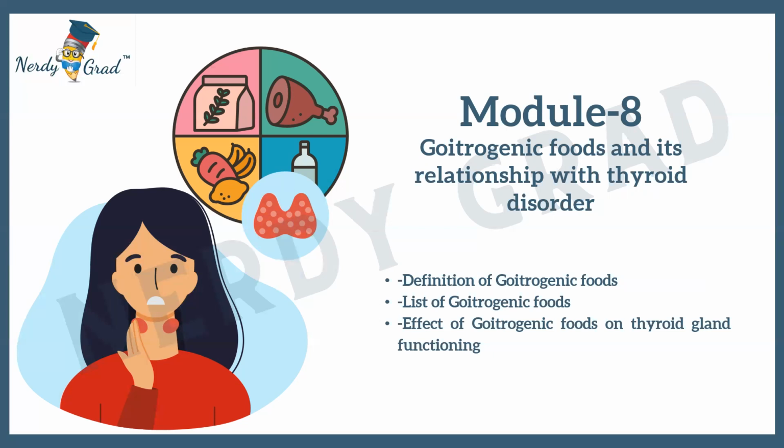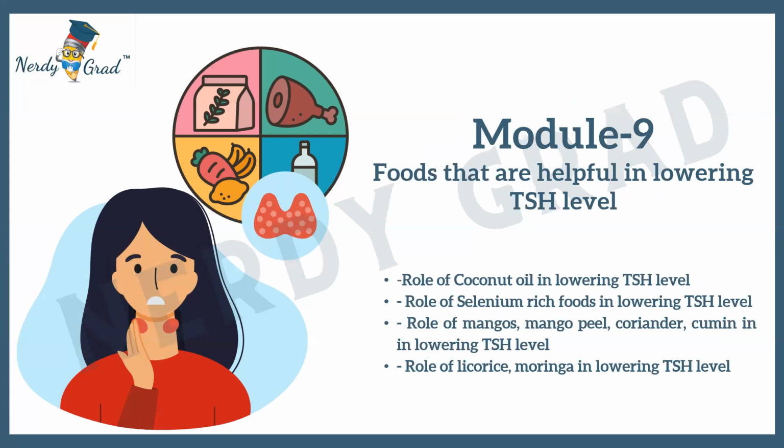Next module is foods that are helpful in lowering TSH level, because there are some foods available which are very helpful in the management of thyroid. First would be the role of coconut oil in lowering TSH level, role of selenium rich foods in lowering TSH level. Next is the role of mango peel, coriander seeds, cumin seeds. And next would be the role of licorice and moringa in lowering TSH level.